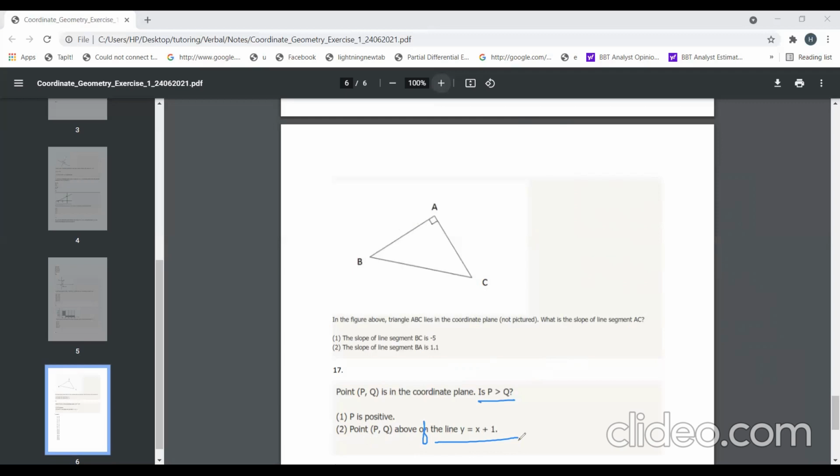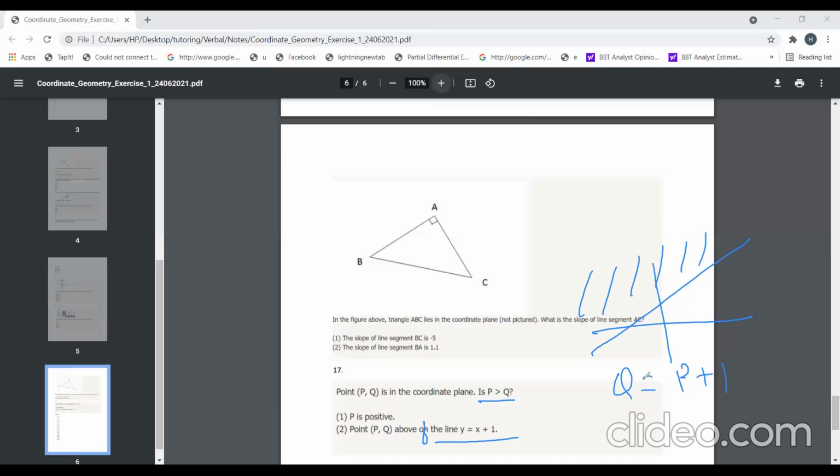So if PQ is above the line y is equal to x plus 1, what should be the case? Q is greater than P plus 1. See, let's say this is a coordinate plane and y is equal to x plus 1 would be something like this. Let's suppose for a moment this PQ lies on this line, y is equal to x plus 1. That means Q would be equal to P plus 1, right? If it lies on this line. But we have been given that PQ lies above this line, meaning PQ lies somewhere in this area, above this line, right? So this is the limiting condition.